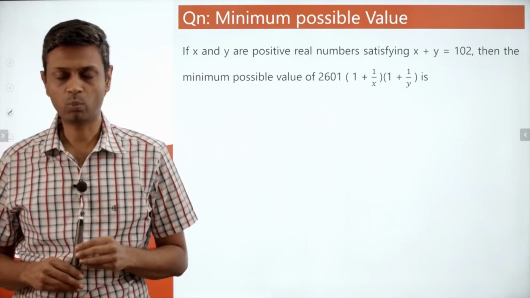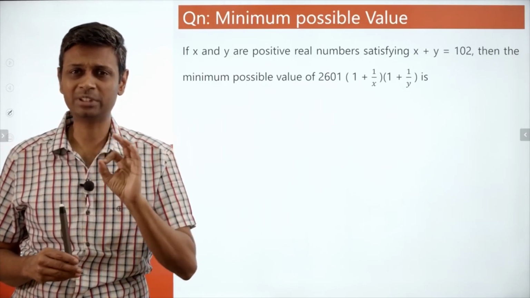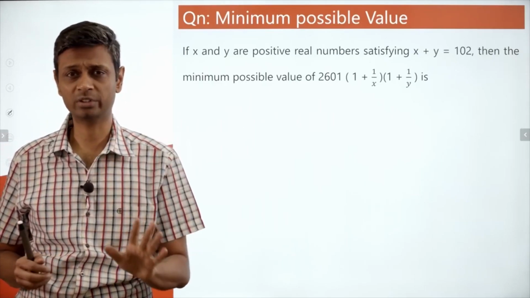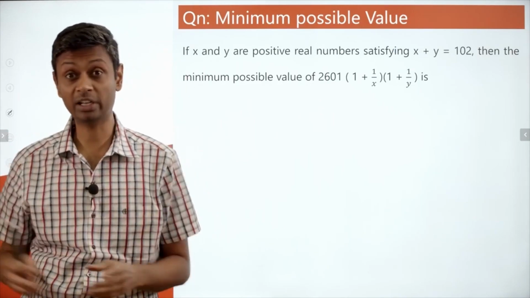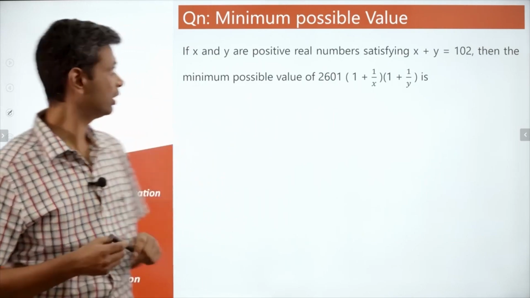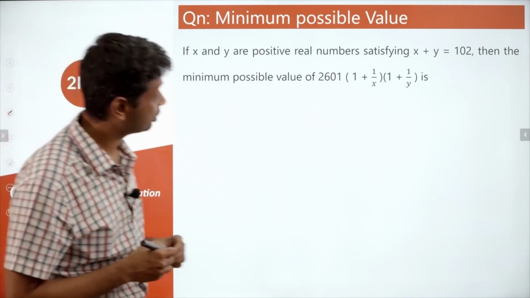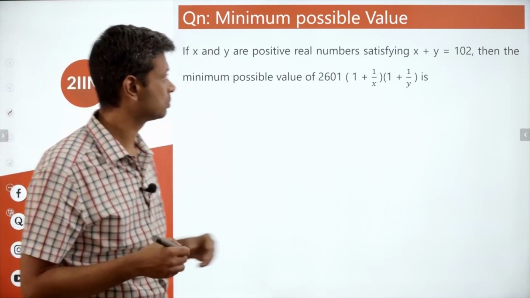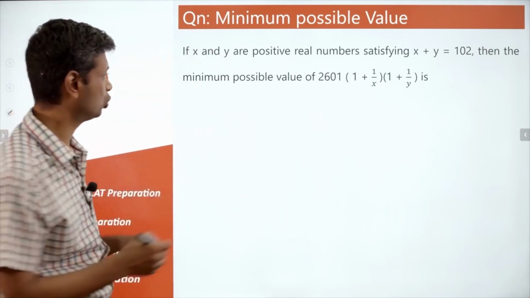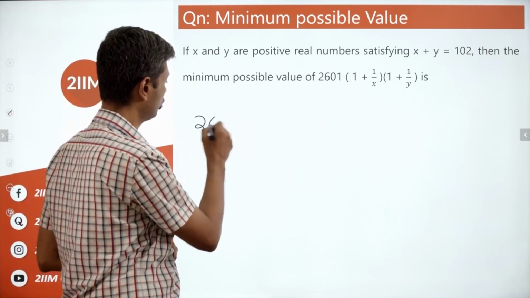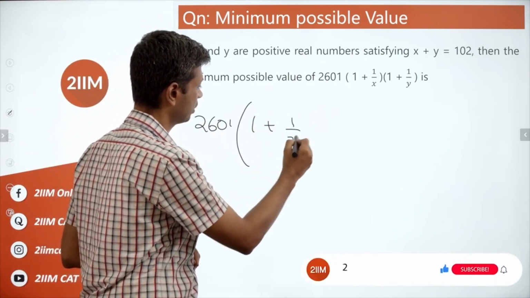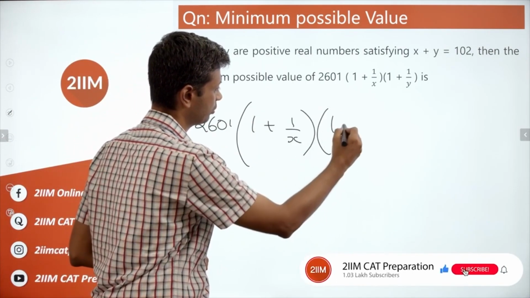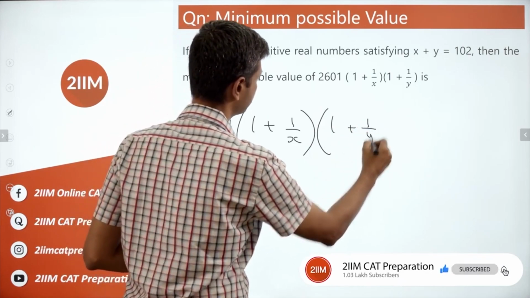Let's solve this one. Wonderful question, really tough, but there's a very simple, juicy way of doing this. I'm going to do it with the juiciest method possible. I'll give you the starting step for doing the more rigorous method, but not going to get into that. Right? X and y are positive real numbers satisfying x plus y is 102. Then the minimum possible value of 2601 into 1 plus 1 by x into 1 plus 1 by y.